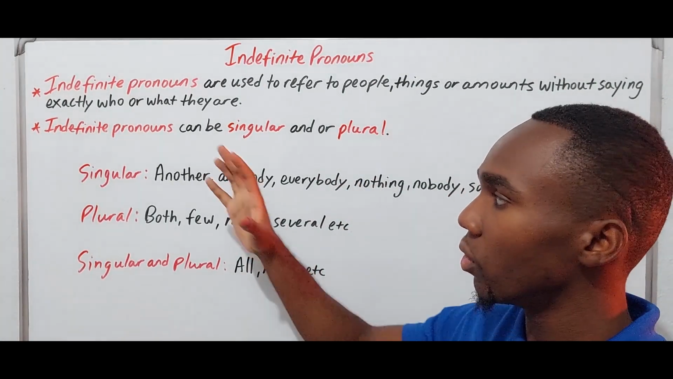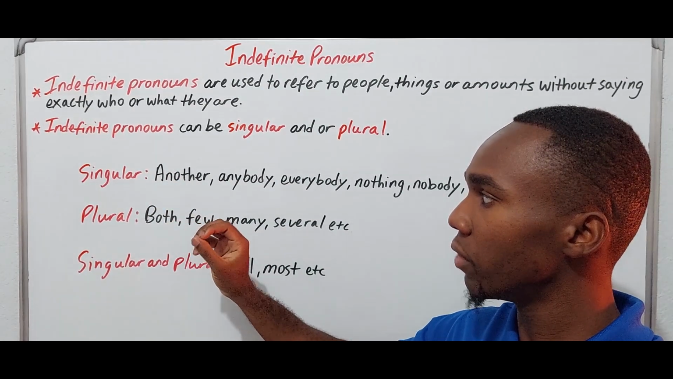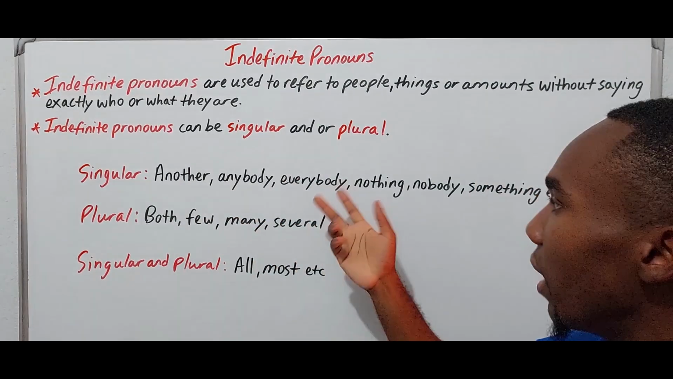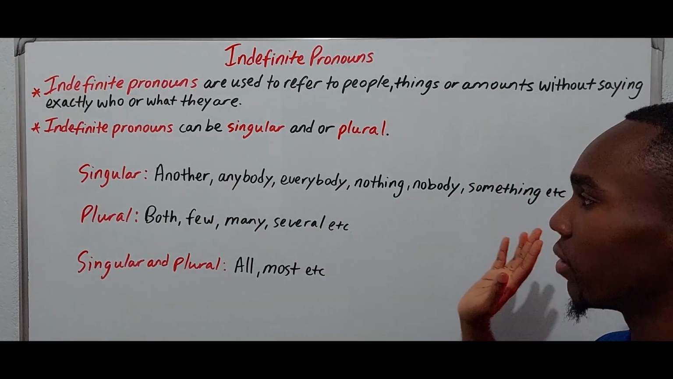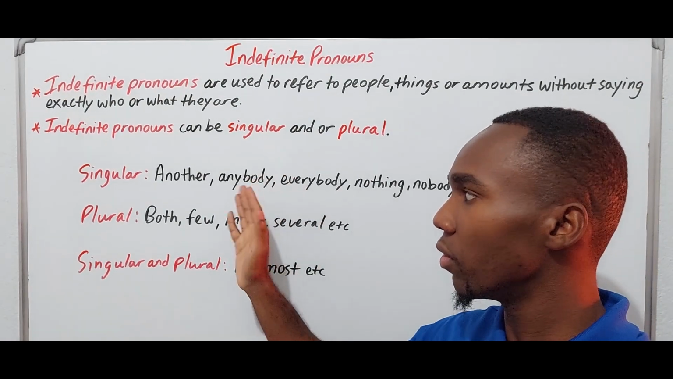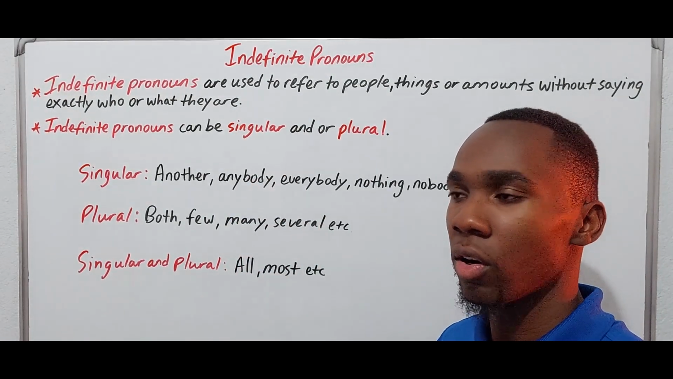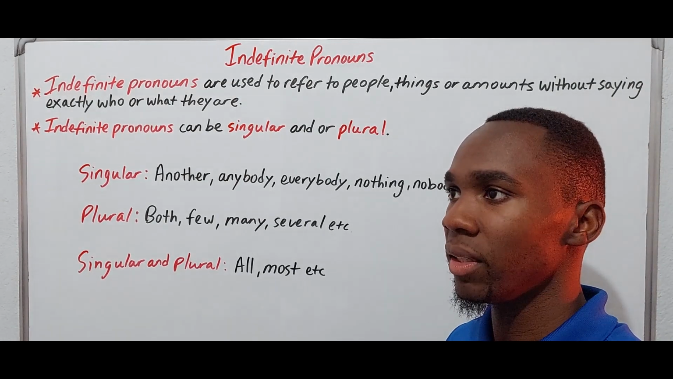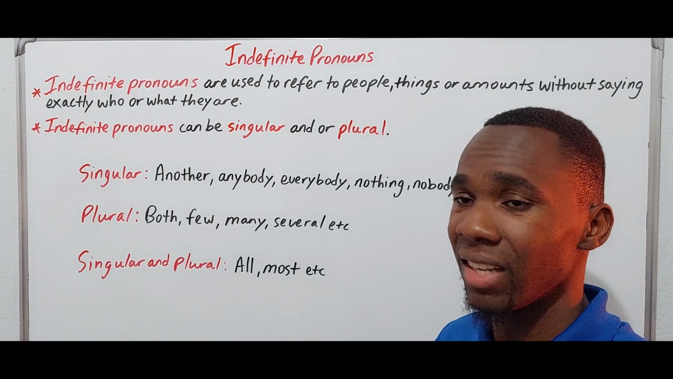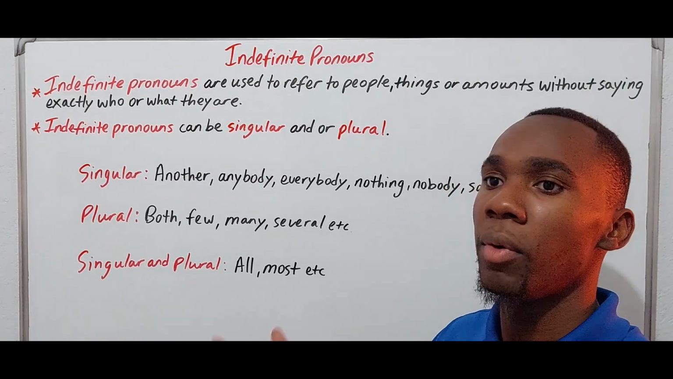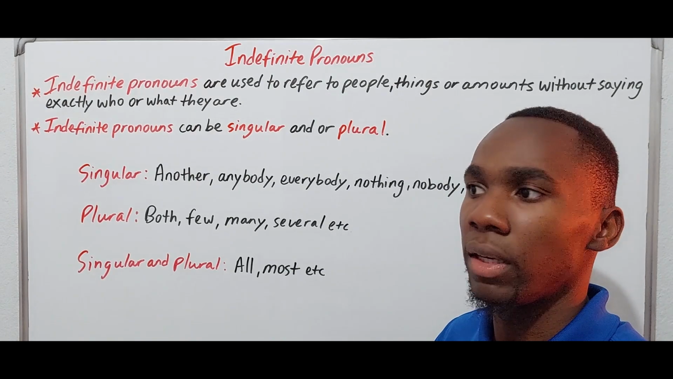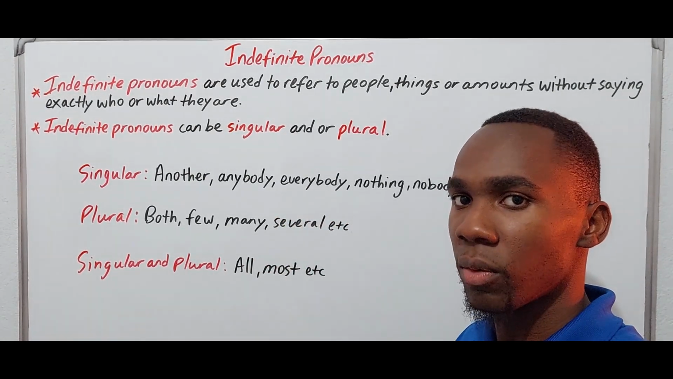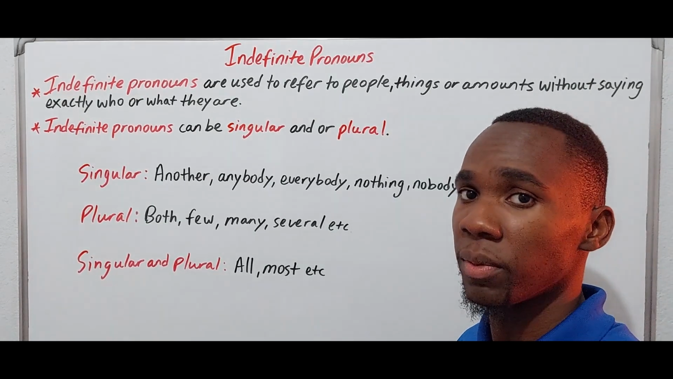Right. So here are some examples of indefinite pronouns, right? So singular, another, anybody, everybody, nothing, nobody, something, etc. So you will see that in all of these, nothing or no one in particular is being mentioned. It is general. Anybody. It could be anybody. Everybody. It is not pointing out someone specific or something specific.